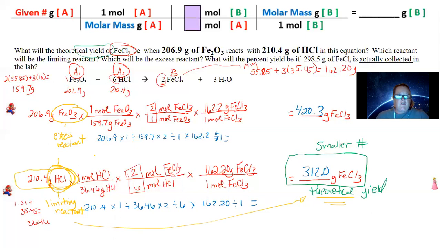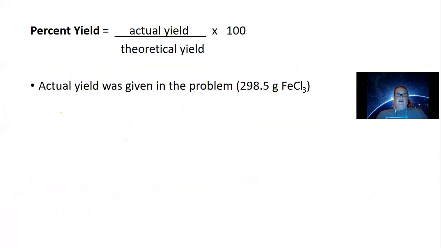Which reactant will be the limiting one? Whichever answer gives us the smaller number, whichever substance produced the smaller number is our limiting reactant. Whichever one makes the bigger number or the greater number is tied to the excess reactant. And then the last question, what will the percent yield be if 298.5 grams of FeCl3 is actually collected in the lab? So remember that our theoretical yield is 312.